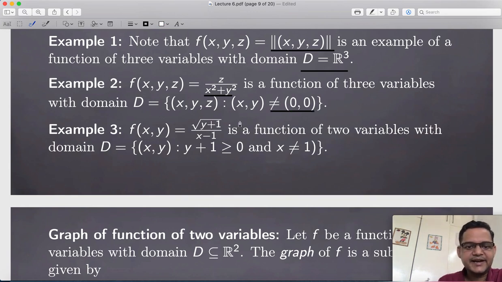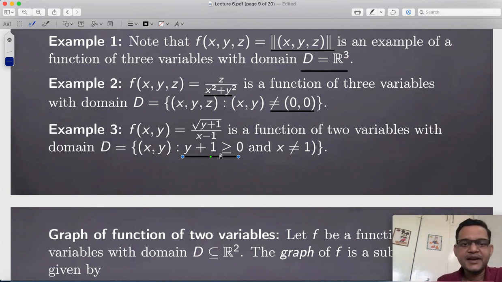One more function I have given here. You see that for the square root here, if y plus 1 is not bigger than or equal to 0, then this is not going to give you a real number. So for this reason you have to assume that y plus 1 is bigger than or equal to 0, because you want your function to land in real numbers. These are the simple things which you have to keep in mind.